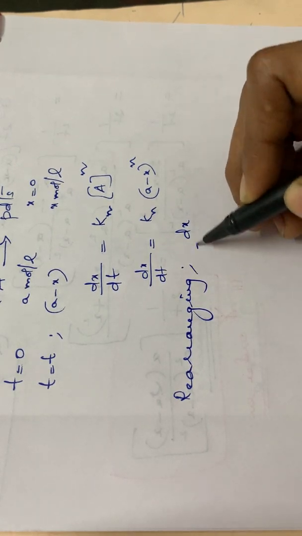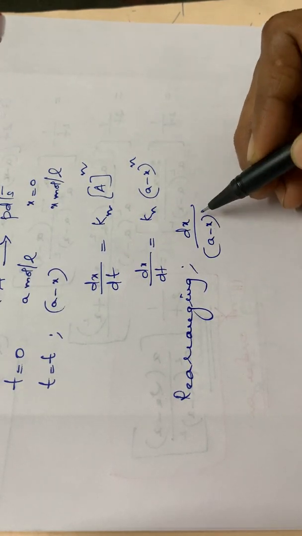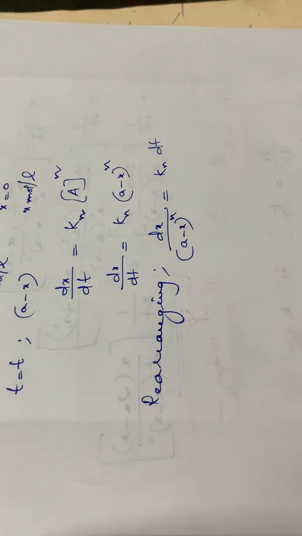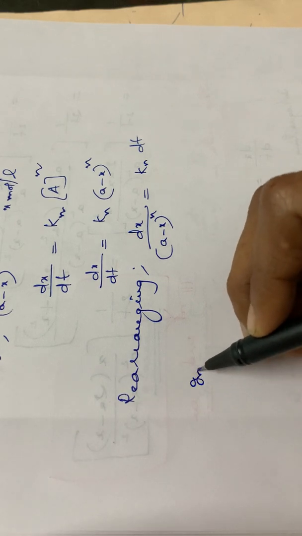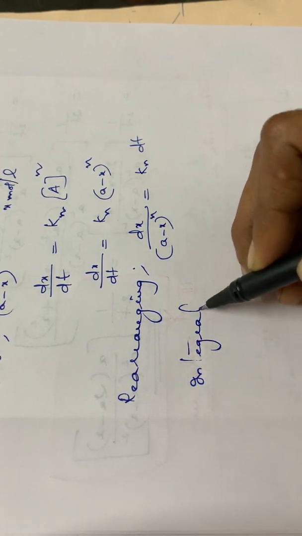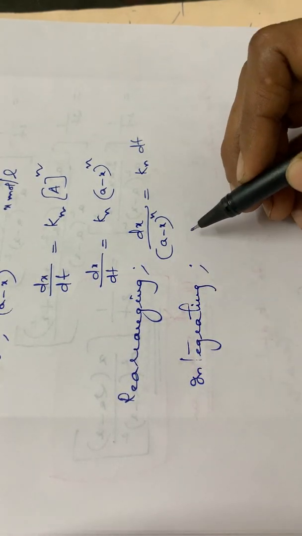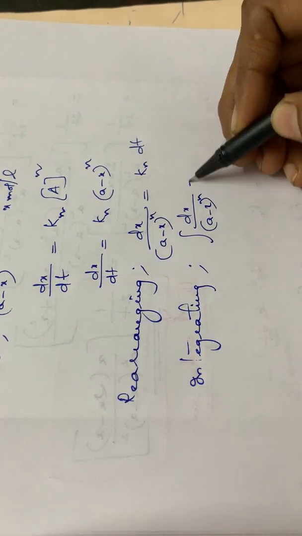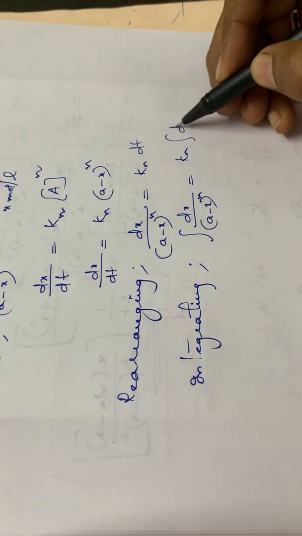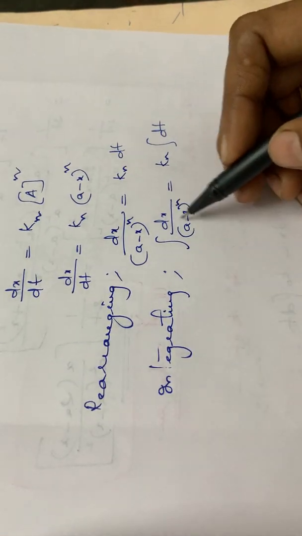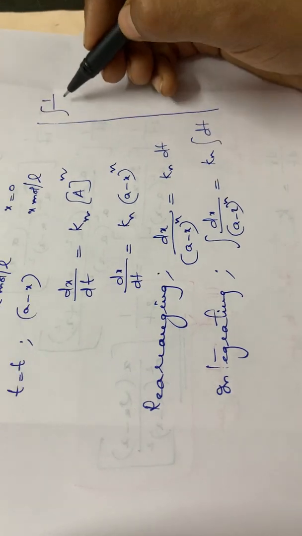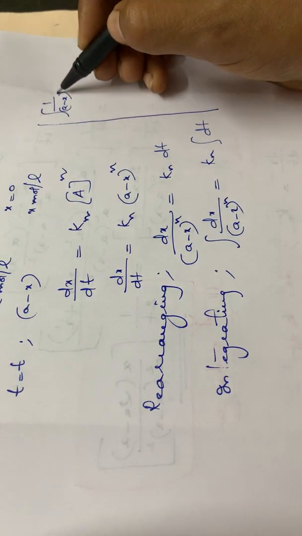Rearranging, dx divided by (A minus x) the whole raised to n is equal to Kn into dt. Okay, then the next step, integrating: the integral of dx divided by (A minus x) the whole raised to n is equal to Kn into the integral of dt. Then you have to integrate this particular term, that is the integral of 1 by (A minus x) the whole raised to n.